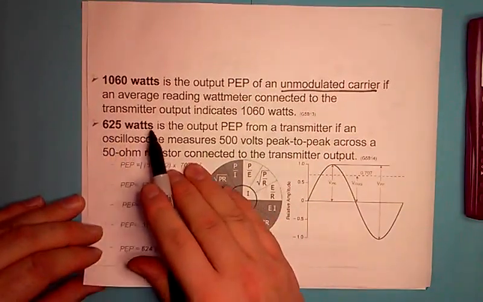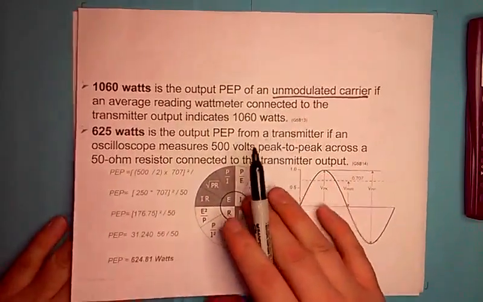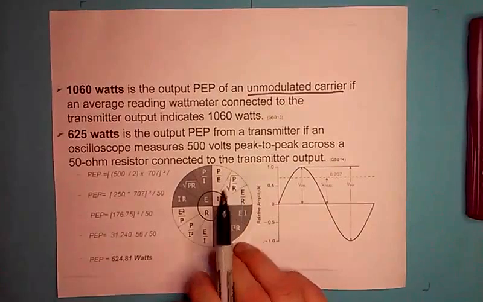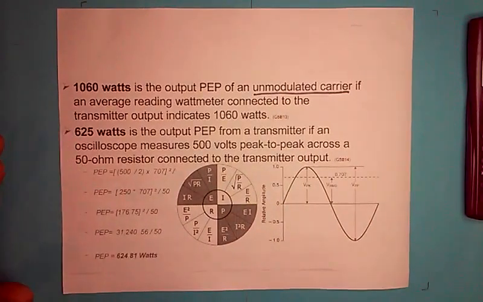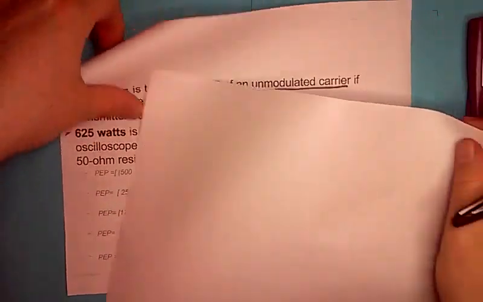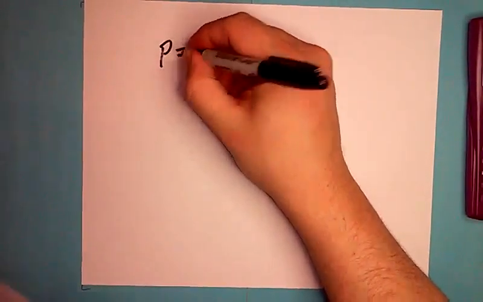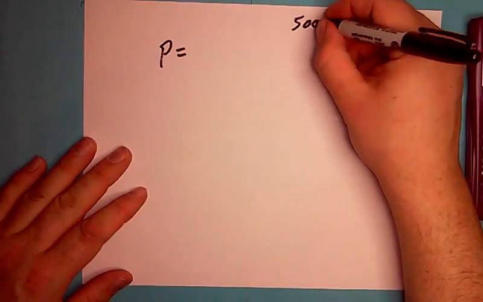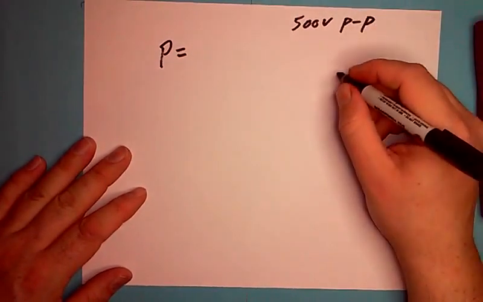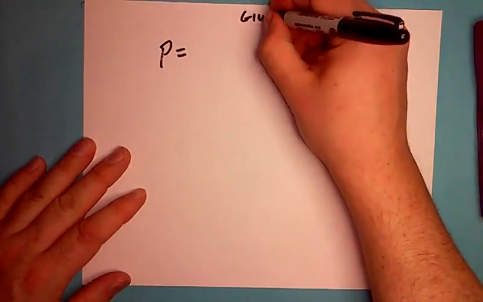All right, 625 watts is the output PEP from a transmitter if an oscilloscope measures 500 volts peak to peak across a 50 ohm resistor connected to the transmitter output. All right, so what are they asking? They're asking for power, and they're giving us 500 volts peak to peak, and they're giving us resistance, which is 50 ohms. So this is the given.